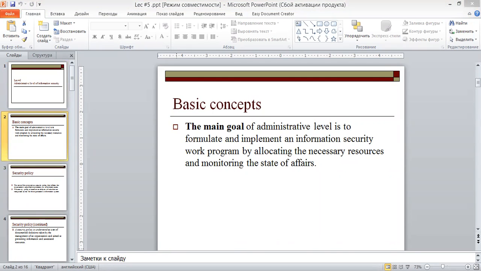The administrative level of information security refers to the general actions taken by the management of the organization. The main goal of the administrative level is to formulate and implement an information security work program by allocating the necessary resources and monitoring the state of affairs. Security policy.